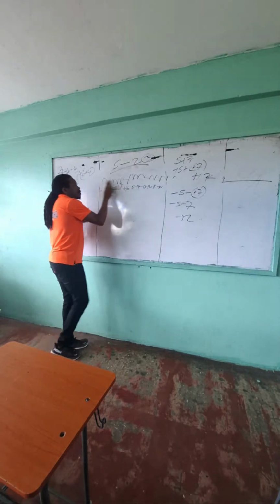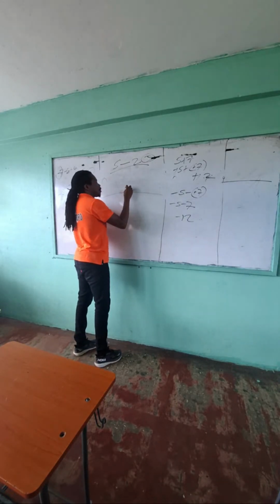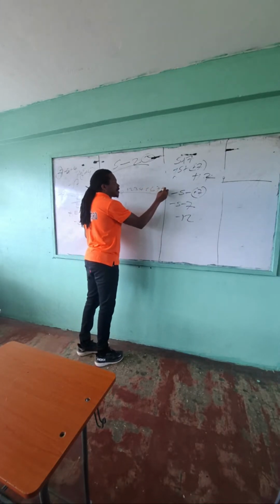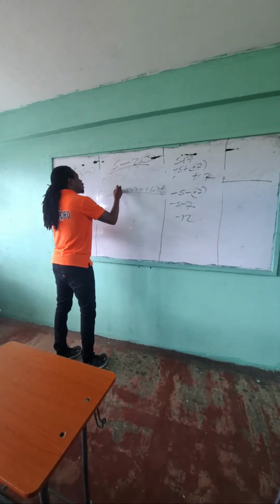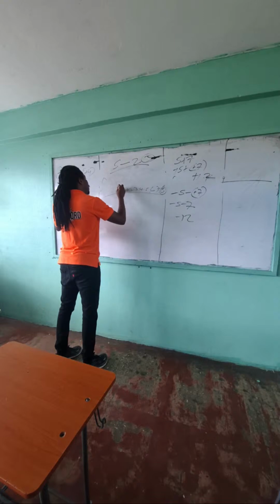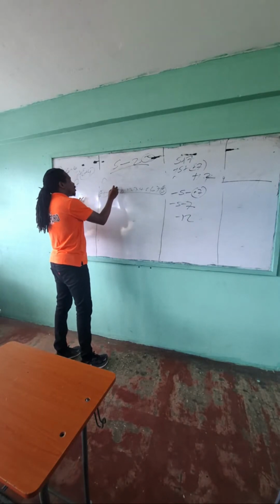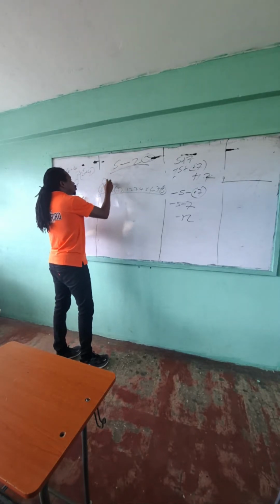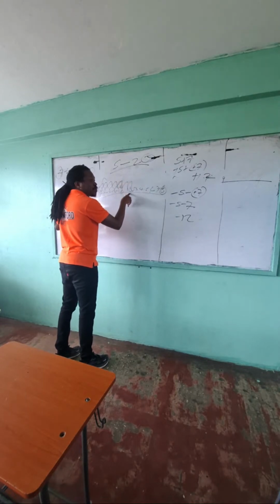Go up on your number line. 0, 1, 2, 3, 4, 5, 6, 7, 8. You there at 8. You take 6: 1, 2, 3, 4, 5, 6. So you're here. And then you take 8: 1, 2, 3, 4, 5, 6, 7, 8. So you end up at 2.